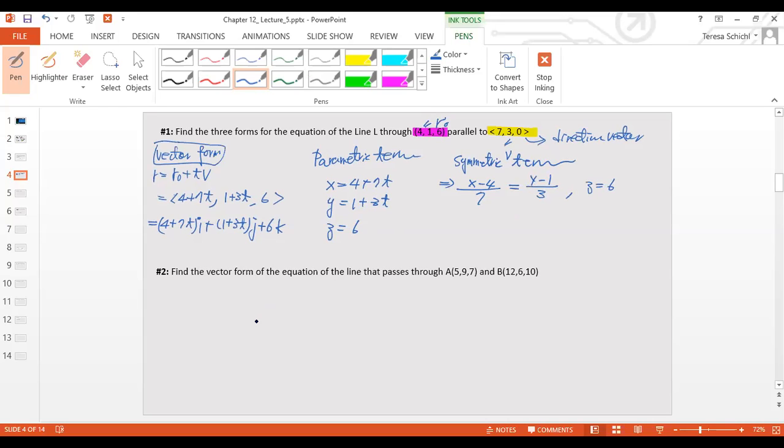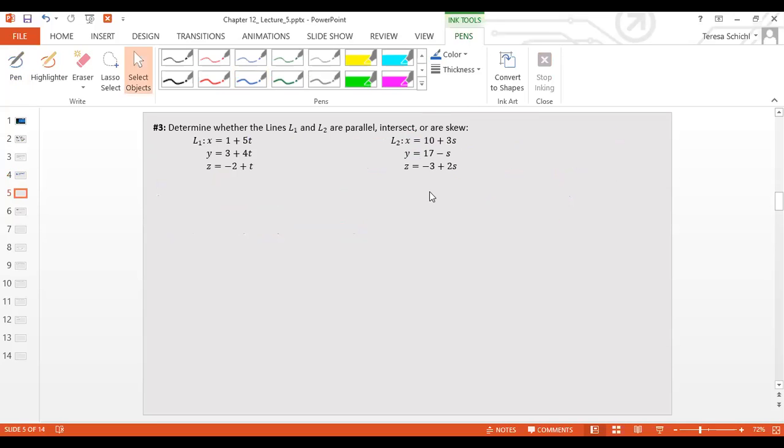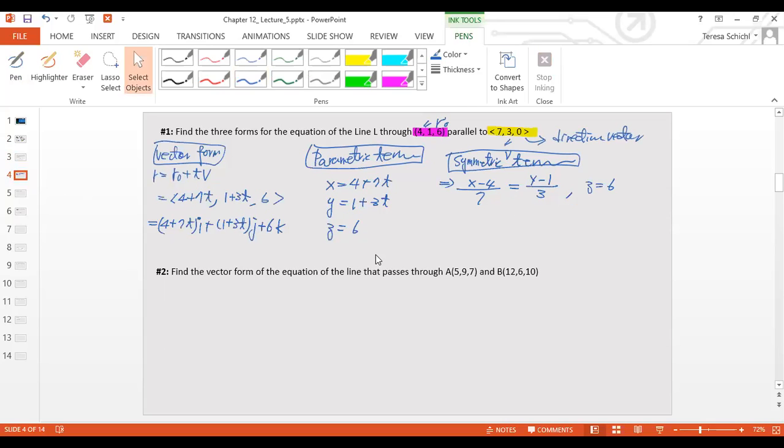So this is a very mechanical problem, showing you how to write the line using three different forms in R3. I think a lot of people find it very difficult to visualize. You say, this is a line, all right? So yes, it is a line. Okay, so now let's take a look here. I want to find the vector form of the line passing through two points.